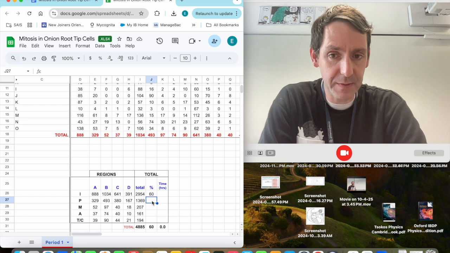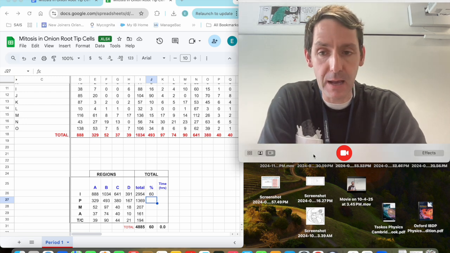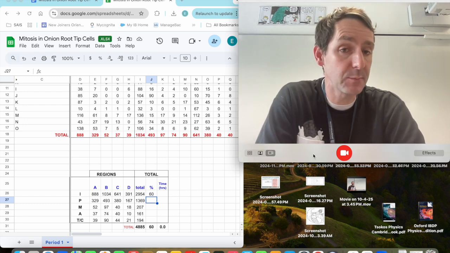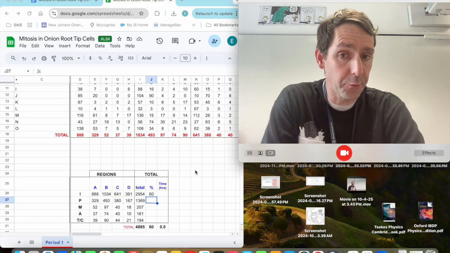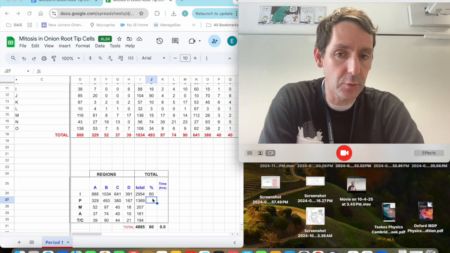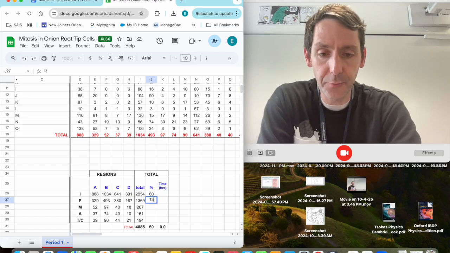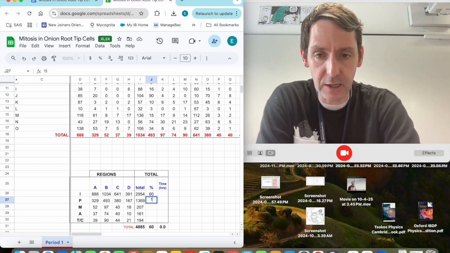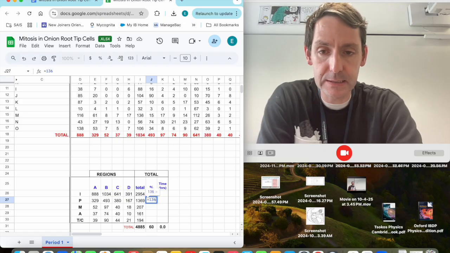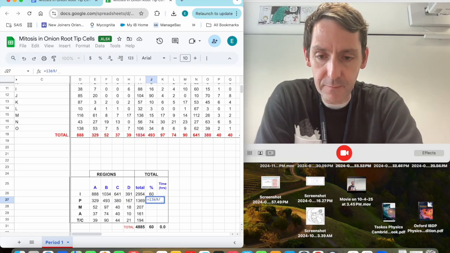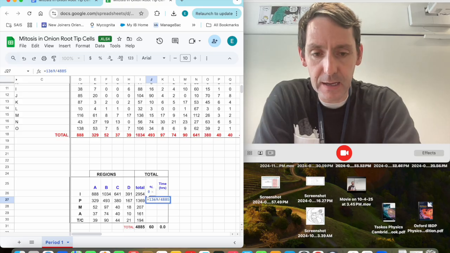I can do the same thing for prophase, metaphase, anaphase, telophase. I'm going to just type in the same thing. So I'm going to go through that right now. You can follow along if you would like. So for prophase, I'm going to type in, sorry, I need to go equals 1369 divided by 4885 and times 100.